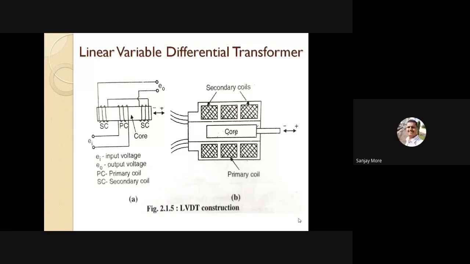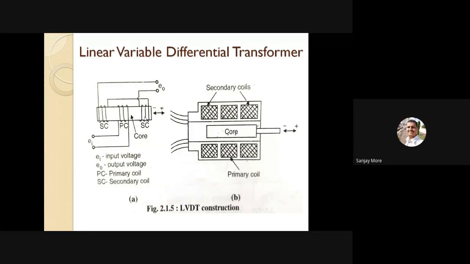See the construction and working of LVDT, linear variable differential transformer, within 2 minutes. Here one core is used, the primary core. In that, three coils are used: one primary coil and two secondary coils. The primary coil is wound on the core, and the two secondary coils are wound on the core in opposite directions. Means if one secondary coil is wound clockwise, the other is wound anti-clockwise.